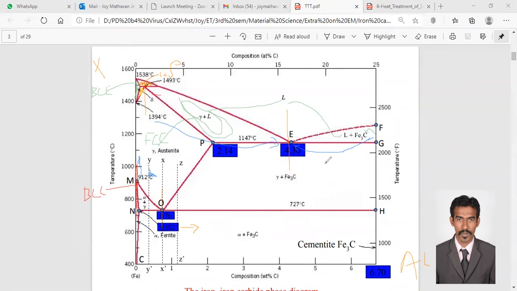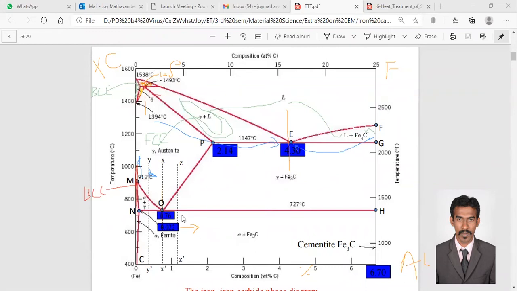All right. So it is given as degrees Celsius, and here it is given as Fahrenheit. Okay, 1500. This is Fahrenheit, and here it is Celsius. And in this region it is percentage. Here in this diagram, what you need to have in mind are these particular composition values, that is 0.022, 0.76, 2.14, 4.3, and 6.7. Also 727, 912, 1147, 1394, 1493, and 1538. These temperature values also you need to have in mind, right?